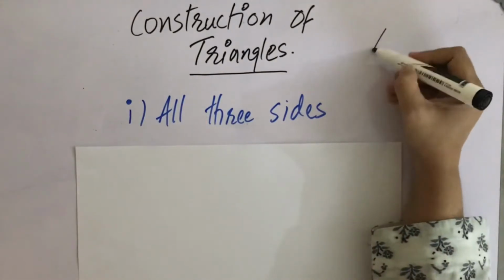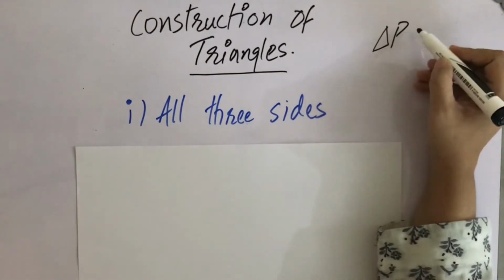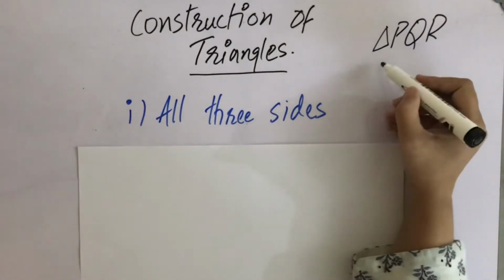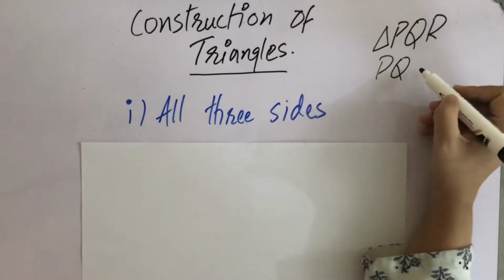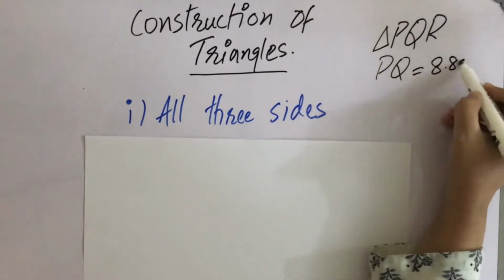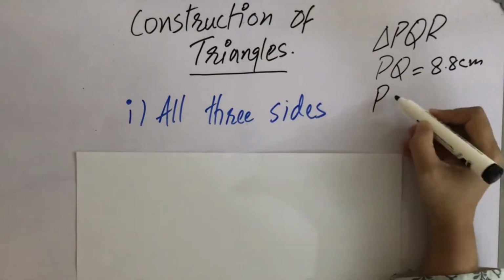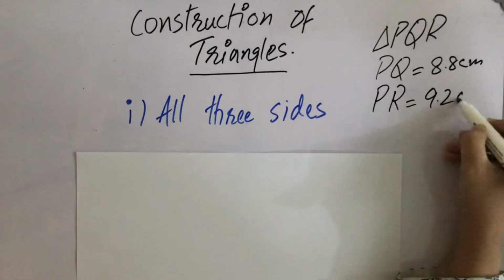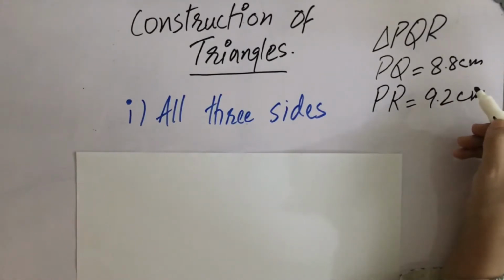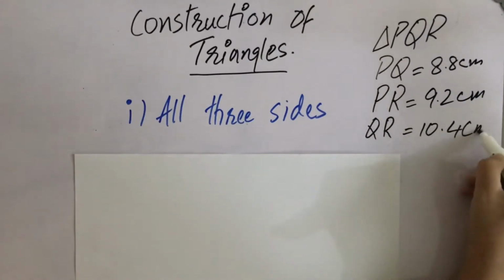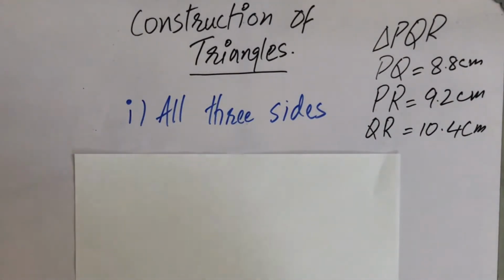Whenever we have to construct a triangle in which all three sides are given, we shall take the longest side as its base. In this triangle, we have PQ equals 8.8 centimeter, PR is 9.2 centimeter, and QR is 10.4 centimeter. So whenever we are given three sides, we shall choose the longest side as its base.